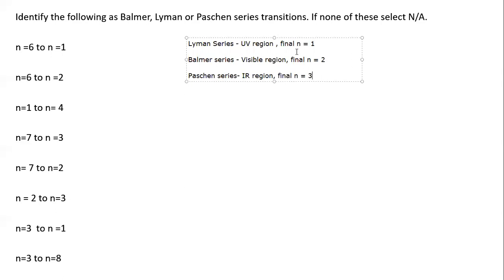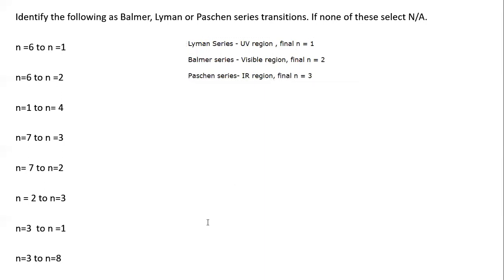So we're always going down to n equals 1 for the Lyman series. We're always going down to n equals 2 for the Balmer series. And we're always going down to n equals 3 for Paschen. So you're always going down energy levels, never going up. So all of these series involve the release of a photon. So that means we're always going from a high energy level to one of these three final energy states.